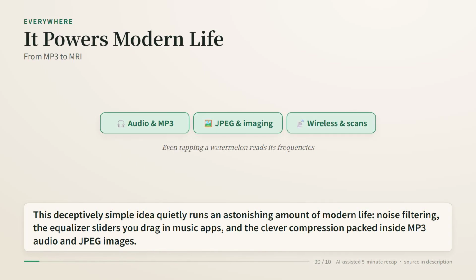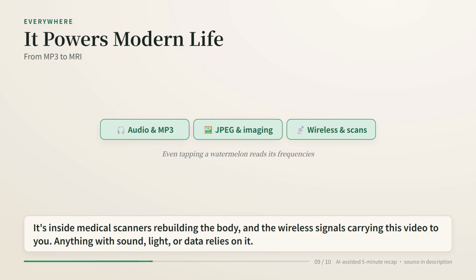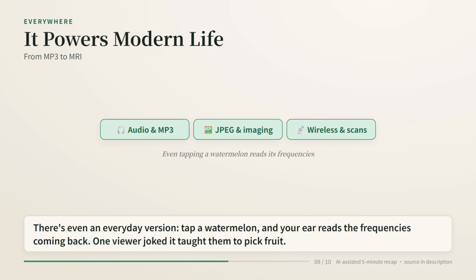This deceptively simple idea quietly runs an astonishing amount of modern life: noise filtering, the equalizer sliders you drag in music apps, and the clever compression packed inside MP3 audio and JPEG images. It's inside medical scanners rebuilding the body, and the wireless signals carrying this video to you. Anything with sound, light, or data relies on it. There's even an everyday version: tap a watermelon, and your ear reads the frequencies coming back. One viewer joked it taught them to pick fruit.